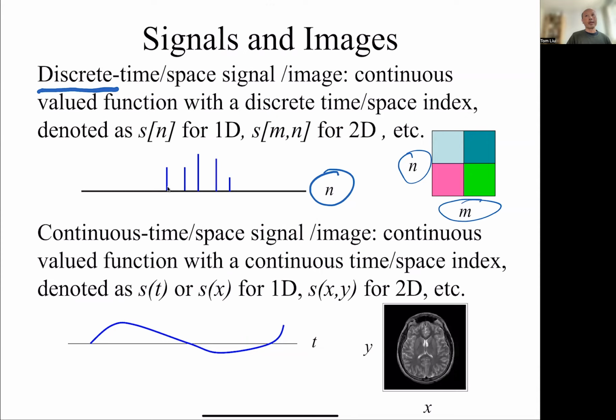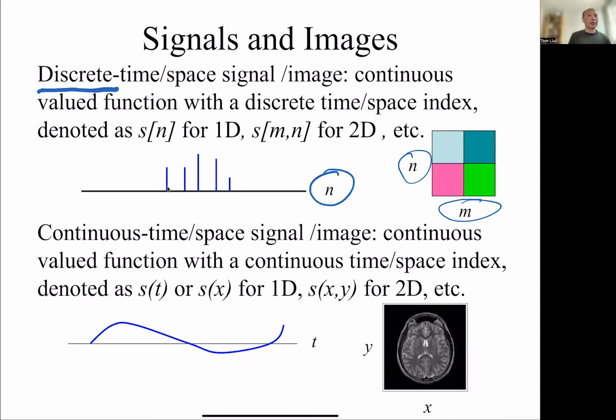So discrete just means we have integer values for the indices. We're assuming that there might be a value at 0 and a value at 1 and a value at 2 and so on and so forth. For example, if your screen is 3000 by 2000, then M might go from 0 to 2999 and N would go from 0 to 1999.